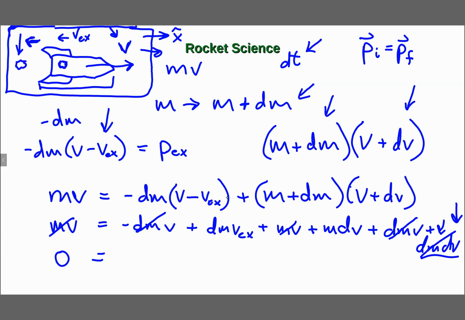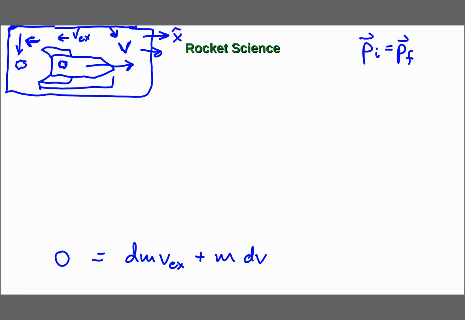And then what we have is dm v exhaust plus m dv. Okay? So now I have this equation that came from conservation of momentum of the rocket and the exhaust, and I can write it like this. M dv equals minus v exhaust dm.